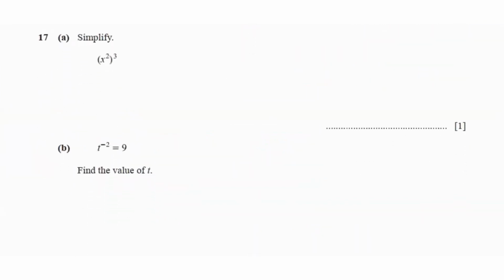Simplify (x squared) to the power 3. As we said earlier, when there's a power inside the bracket and outside the bracket, we multiply the powers. So that's going to be x to the power of 6.